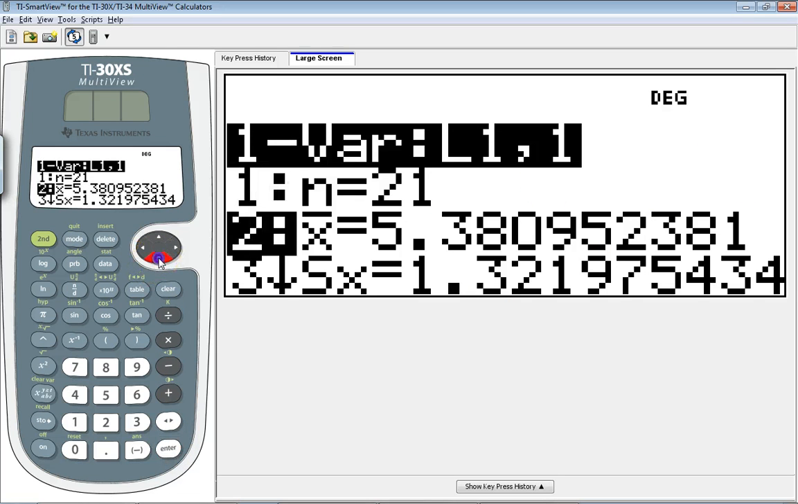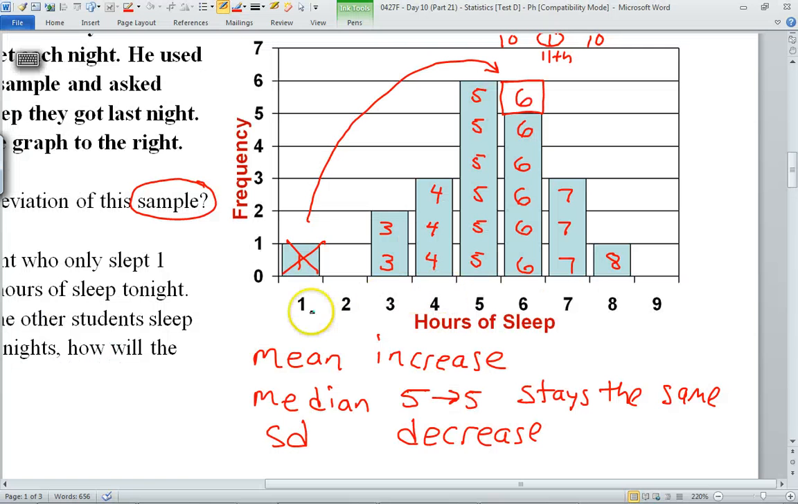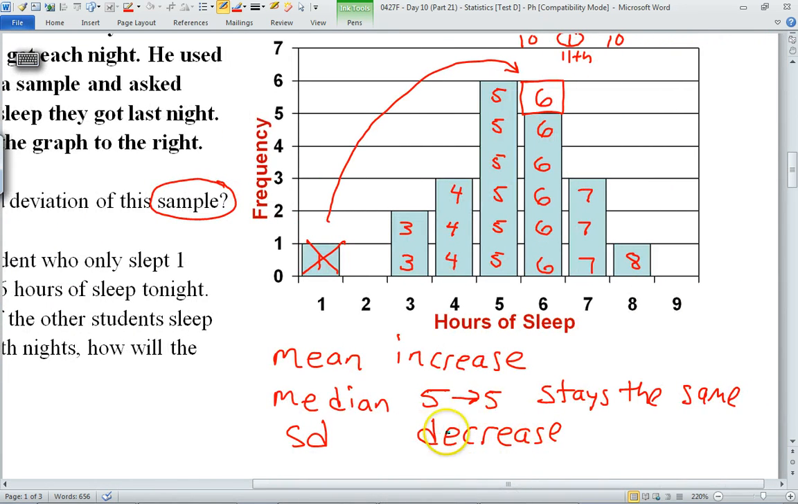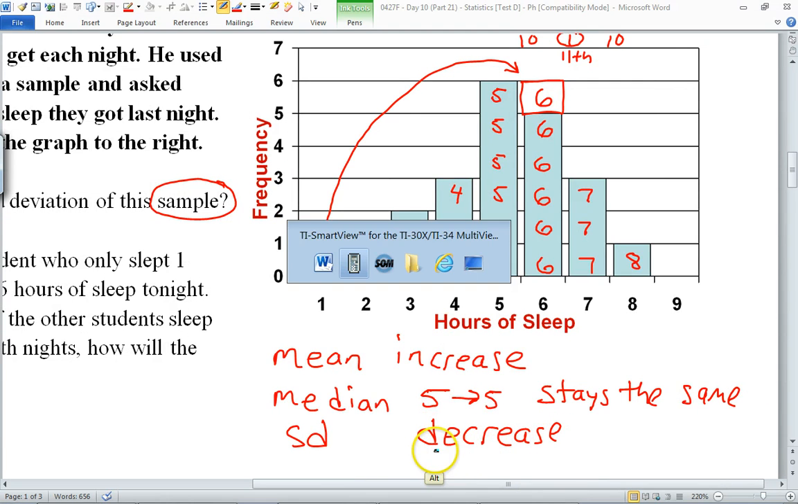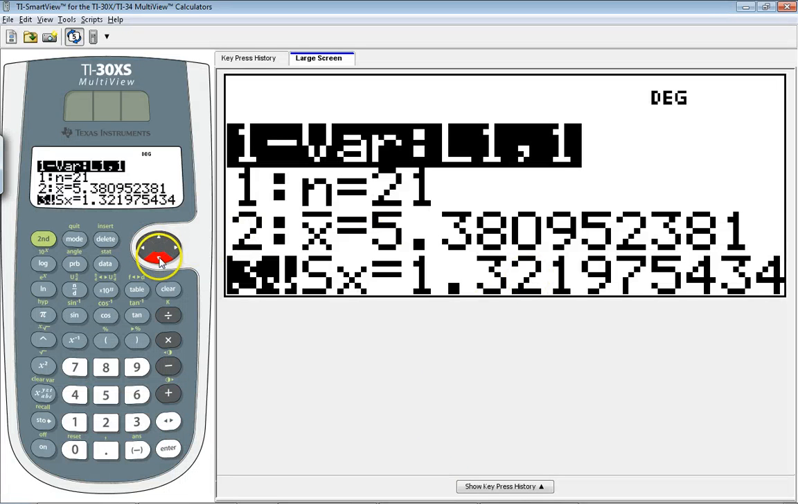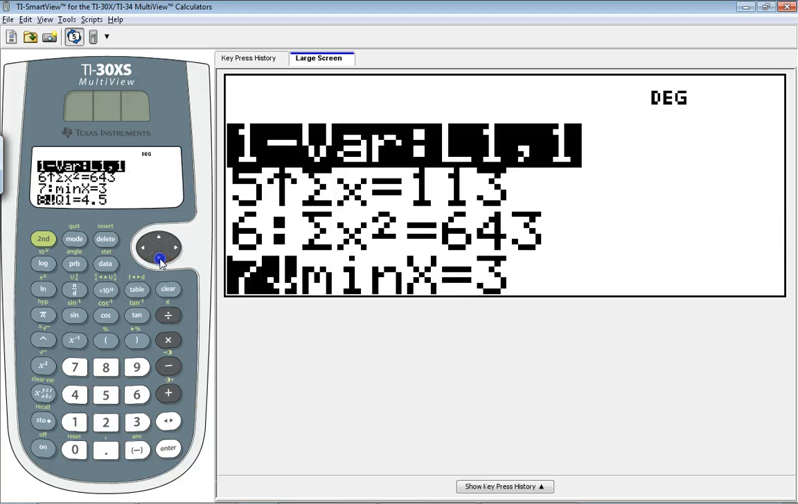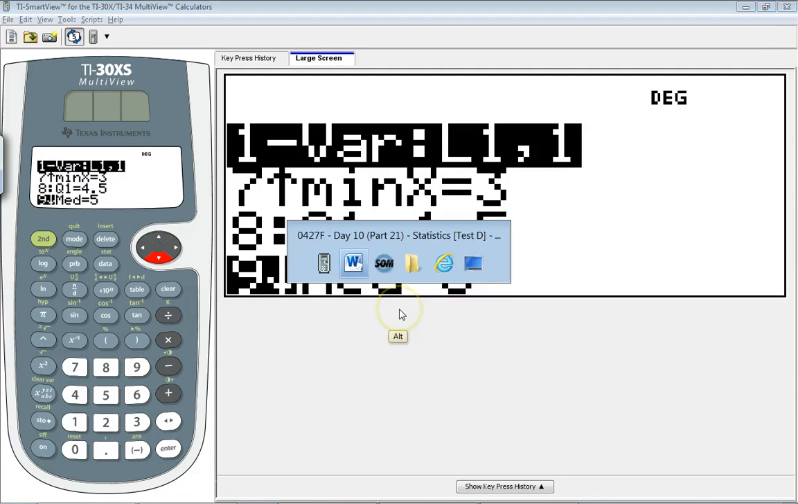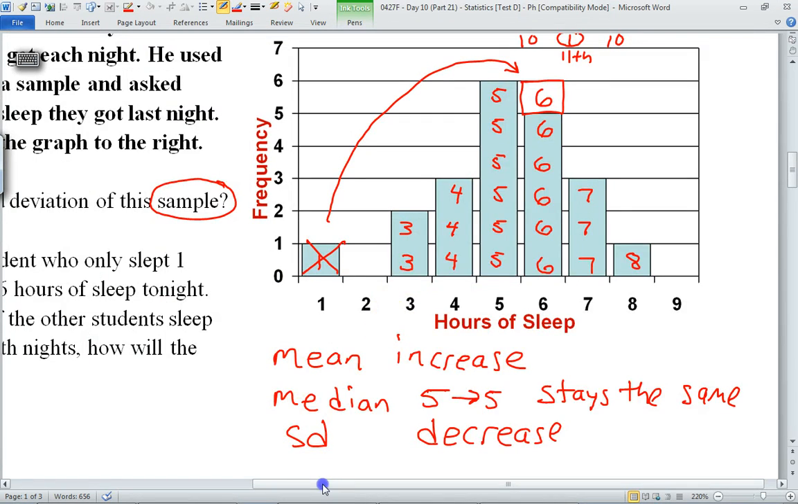So let's look at the standard deviation. The sample standard deviation is now 1.32, considering that it was 1.62, the standard deviation did decrease just like we thought it would. Let's look at that median. Just like we deduced, the median was 5 and the median stayed 5. So now I've showed you 2 different ways to solve that problem.